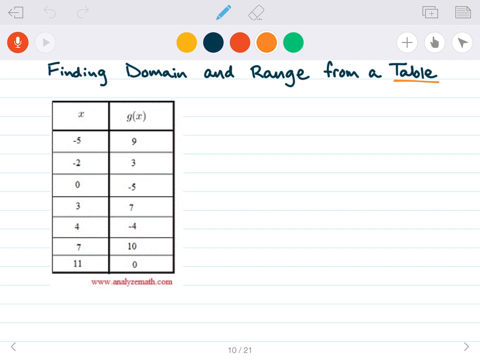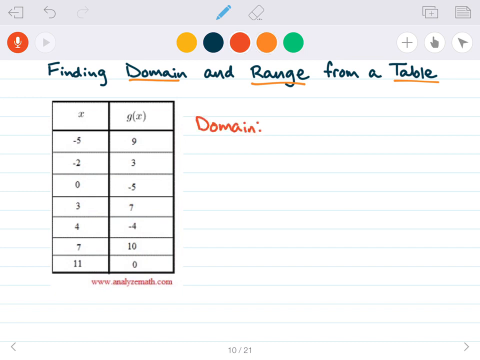We're going to start by finding the domain and the range from a table. And when we do this, we're going to have a finite number of values, meaning that we can count them, right? We can count all the inputs and we can count all the outputs in this table. And so that means that our domain and range are going to be finite as opposed to infinite. So let's start with the domain.